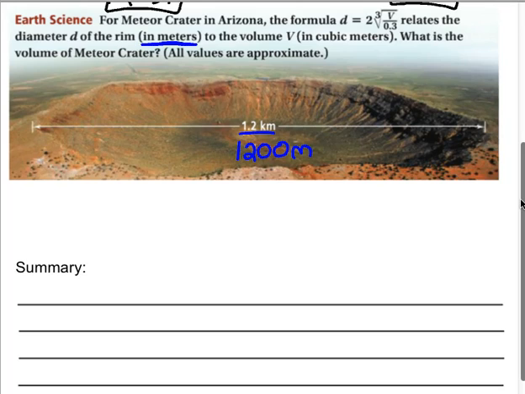Okay? So here is saying that it has a diameter of 1,200. And I want the volume of that thing, all right? So here's a practice of back to the originals of how do I solve a radical? Well, first thing we need to isolate it. So I'm going to divide both sides by 2.